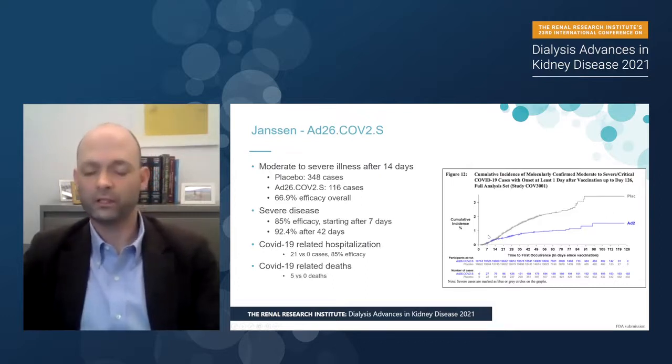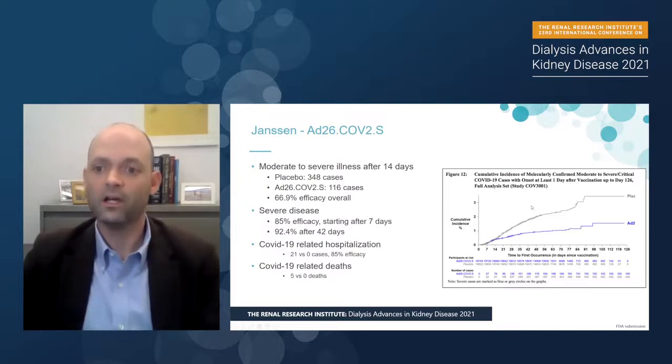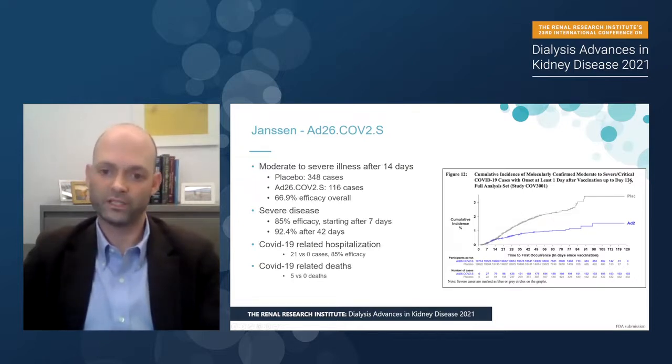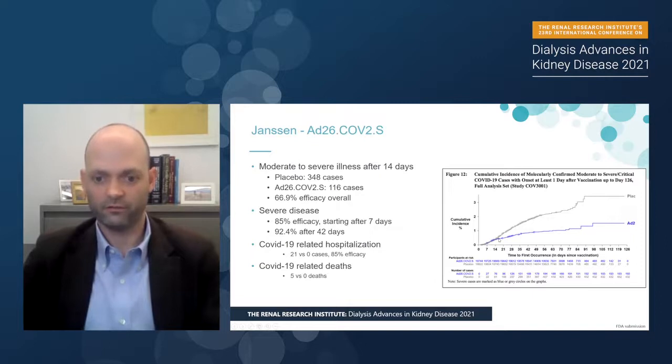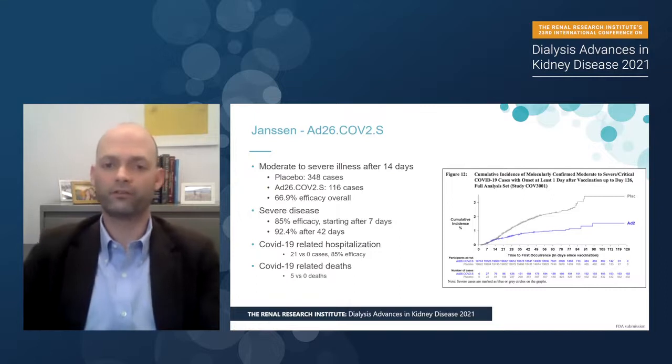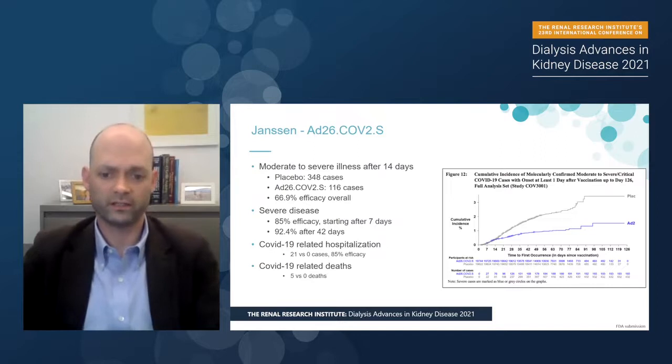And you can see here from figure 12 the cumulative incidence of PCR-confirmed moderate to severe critical COVID-19, at least 1 day after vaccination up to day 126. And you can see, much like the other vaccines, a pretty significant and early separation between the vaccine arm and the placebo arm. And in this case it was shortly after 14 days of the first or only injection for the Johnson & Johnson vaccine. So again, pretty significant and positive results. It led to the authorization of its use here in the United States shortly after the submission.